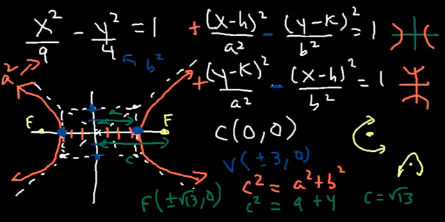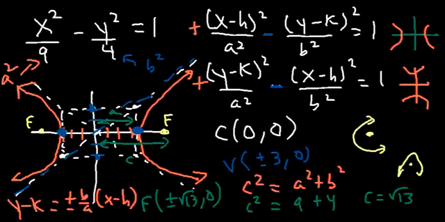Now the only other thing that we need to do for this type of graph is find the asymptotes. The equation for the asymptotes is y minus k equals, now it can be b over a or a over b, plus or minus, and then x minus h. Here's how you tell. The asymptote is basically a line.